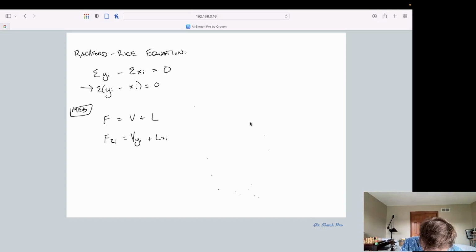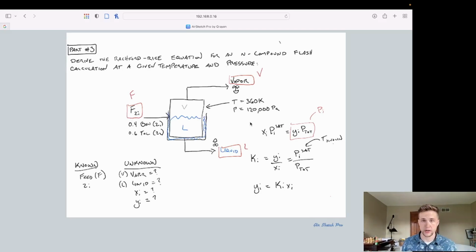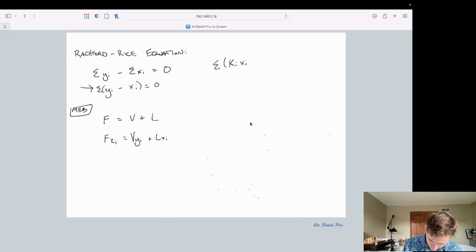So we have now the sum of ki and xi. That's substituting in what we just did on this right here. And that is going to be minus xi, and that equals 0. So let's just go ahead and bring out the xi. So that is ki minus 1 equals 0.